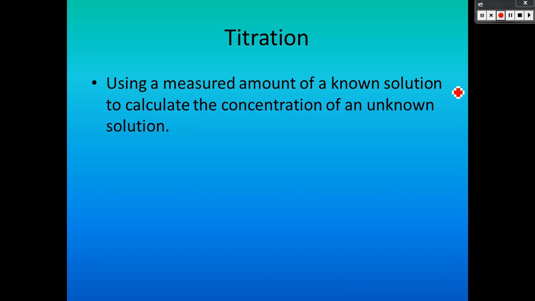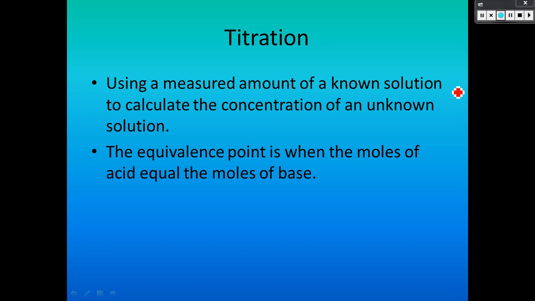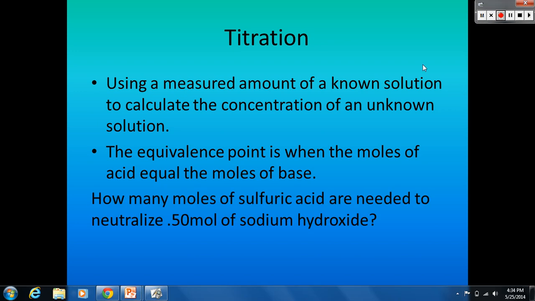Okay, let me break this down differently. Let's say I have a known acid. I have a known concentration of an acid, and it takes a certain number of milliliters of that acid to neutralize this unknown base. Well, I can calculate how many moles of that acid I used. I know it's going to be the same number of moles of base, and so then I can calculate the molarity of the base. And I use what's called an equivalence point. The equivalence point is when the moles of the acid equal the moles of the base. And that, of course, is when the solution is neutral.